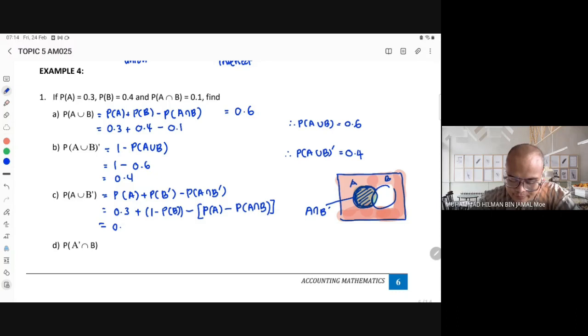Okay, and then kita masukkanlah 0.3 tambah 1 tolakkan dengan 0.4, minus probability of A is 0.3 tolakkan dengan intersection dia adalah 0.1. Okay, so dah akan jadi 0.3 tambah 0.6, 0.9, tolak 0.2, so dia akan jadi 0.7. Okay, so kita boleh kata yang probability of A union B prime is equal to 0.7.